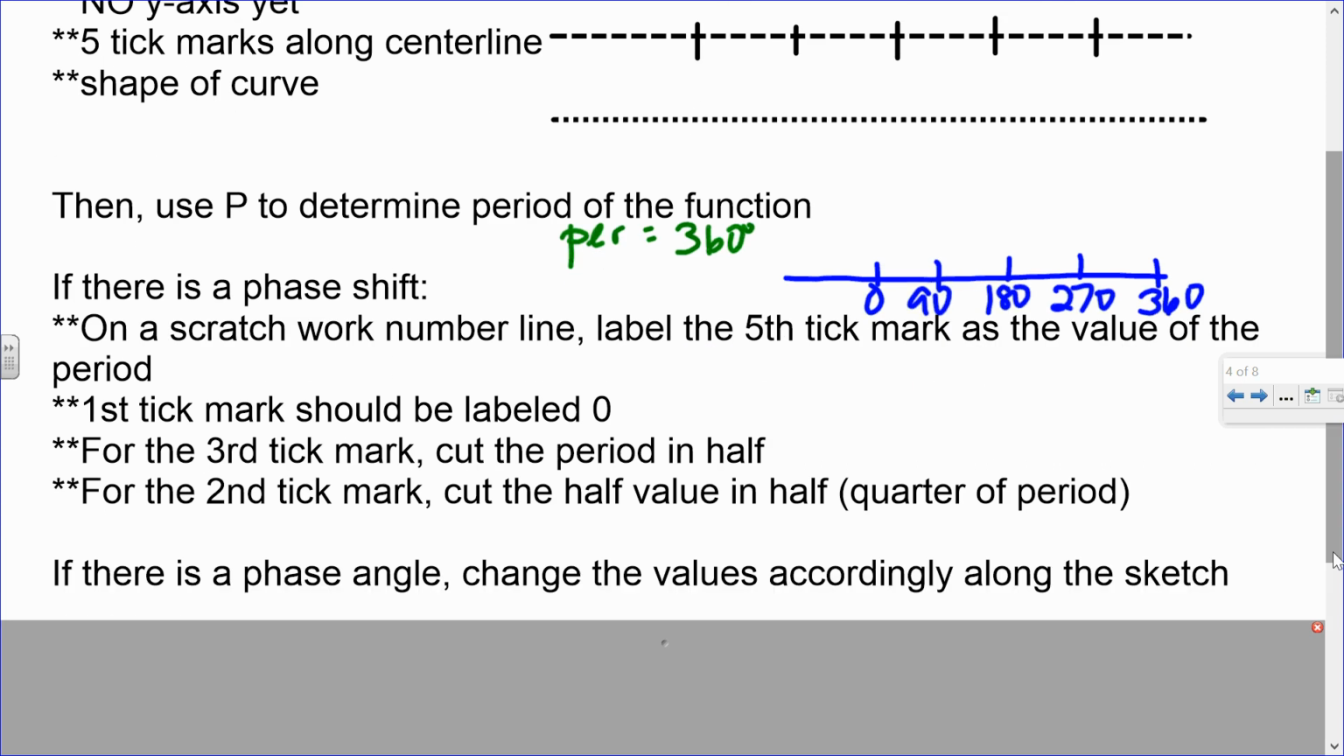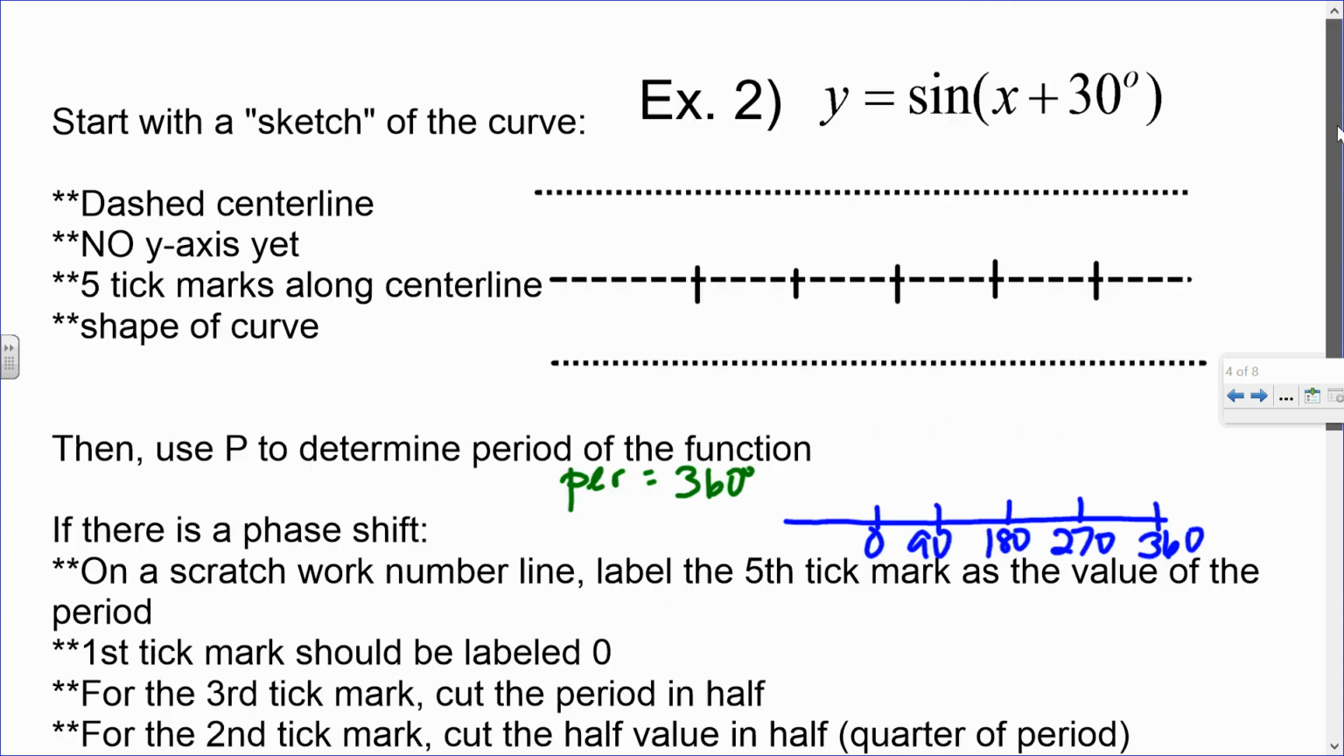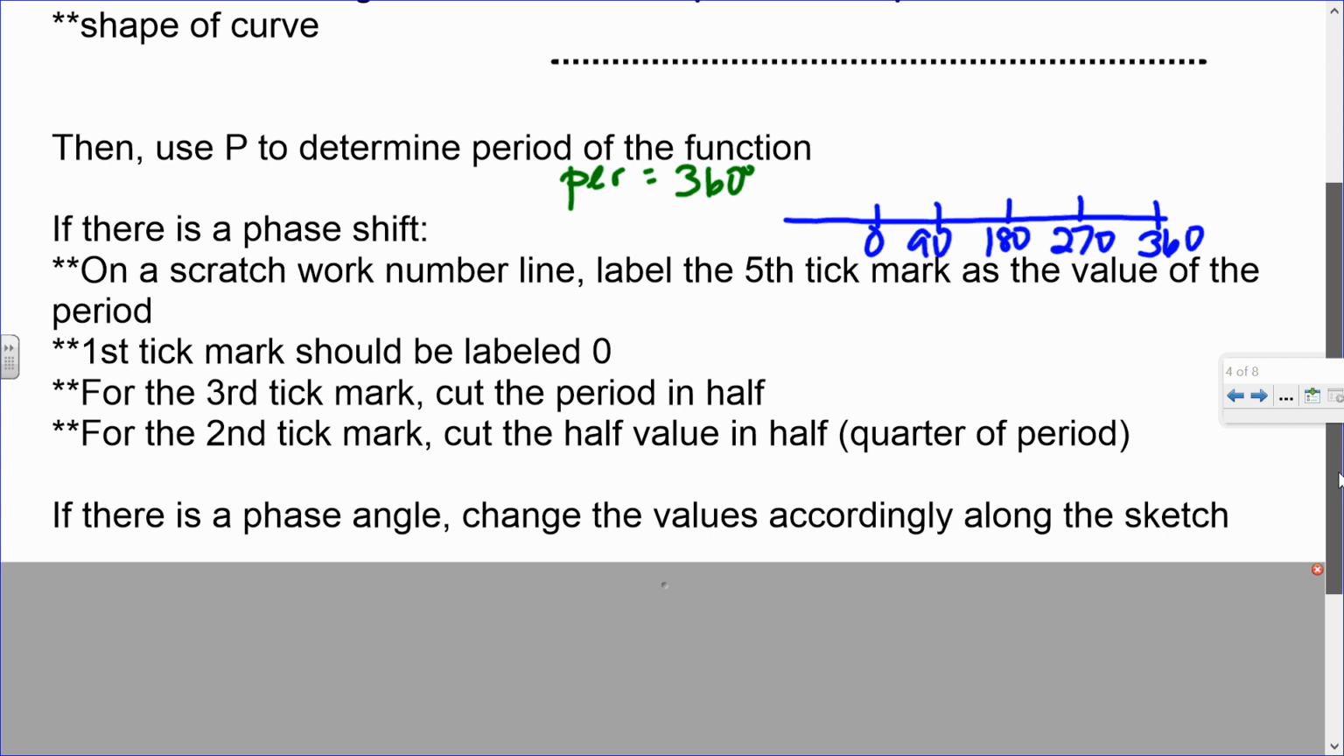Now, since there is a phase angle, we need to change each of those numbers on this scratch work number line to figure out what we put on our real graph. So the way that we're going to do this is in our formula x minus phi, right? The way we did our general formula. So what is phi? What is the phase angle for this one? It is negative 30 degrees. That means I need to minus 30 each of these 5 numbers I wrote down on my scratch work.